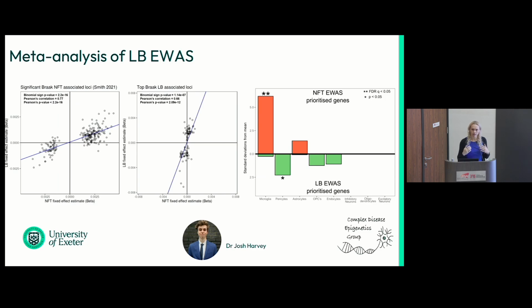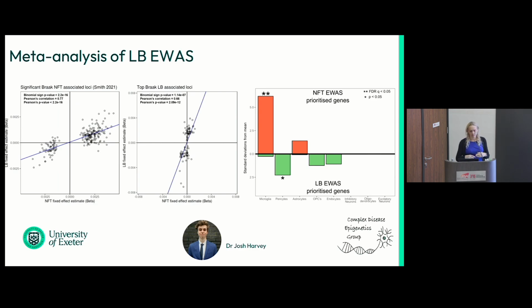And we can see there is a correlation. So we're seeing those 220 loci we're also seeing in DLB. And similarly, when we do the same with our DLB loci, we're also seeing the same. So the DLB loci are also being seen in Alzheimer's disease, but they're not the same top loci.